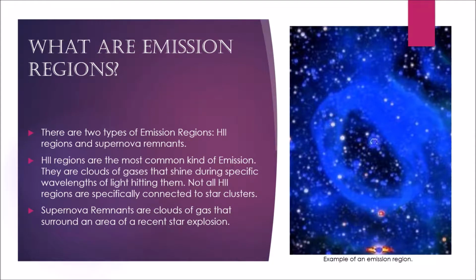What are emission regions? Emission regions come in two types, the H2 regions, I'm pretty sure, and the supernova remnants. The H2 regions are the most common kind of emission regions, and they are clouds of gases that shine during specific wavelengths of light hitting them.